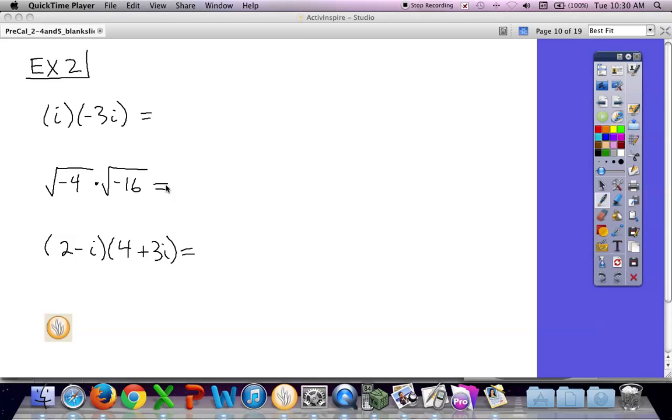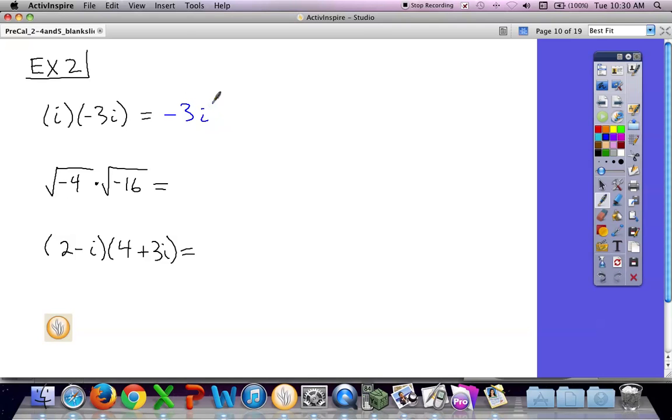Okay, so multiplying complex numbers, we multiply real numbers times imaginary numbers, right? If I say i times negative 3i, when you've got a negative 3 multiplying times i, that's a real times an imaginary. So we've already crossed that bridge, right? What do I get if I multiply i times negative 3i?